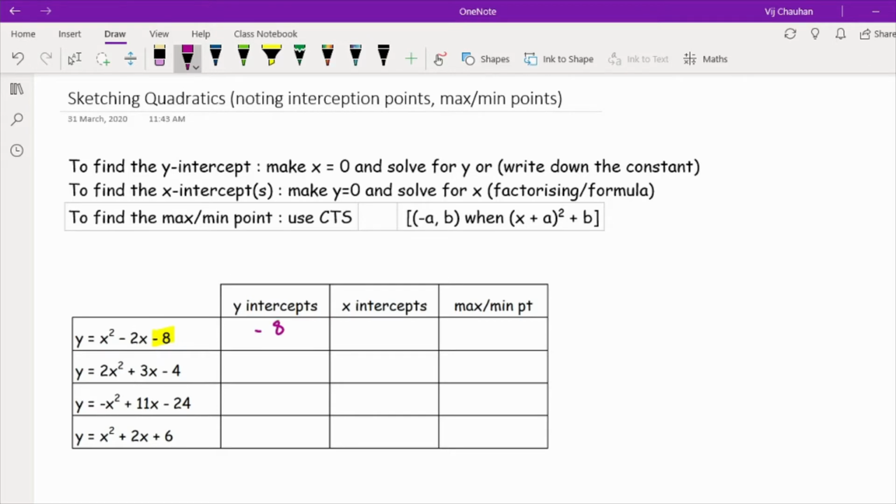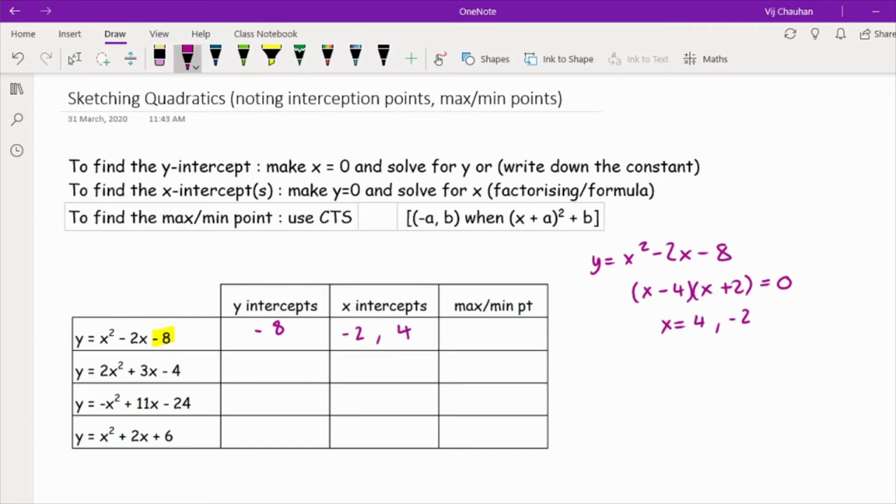Then to find the x-intercepts, I need to solve the equation. I can either solve it by factorising or by using the formula. If I have y equals x squared minus 2x minus 8, that does actually factorise, so that becomes y equals (x minus 4)(x plus 2). Solving that, if I make it equal to 0 and rub out the y, gives me answers of 4 and minus 2. So the x-intercepts are at minus 2 and at 4.